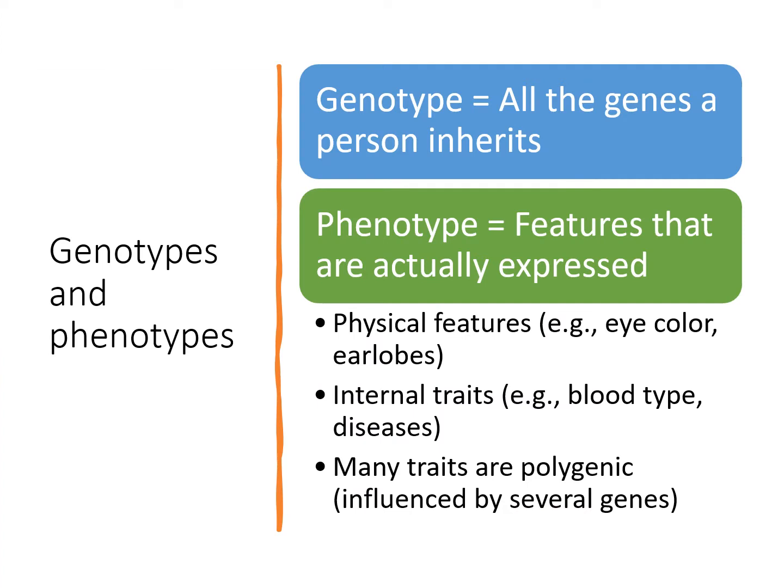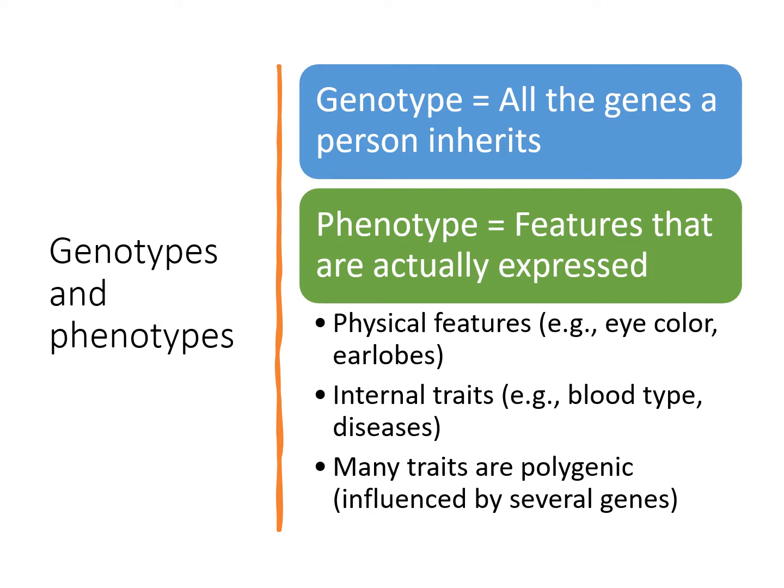As you know from your reading, we all have what is called a genotype, and these would be all of the genes that we inherit. We don't know about all of the genes that we inherit because not all of them show up physically or behaviorally. Only some of them do. And so we have what's called a phenotype, and these are the features that are actually expressed.